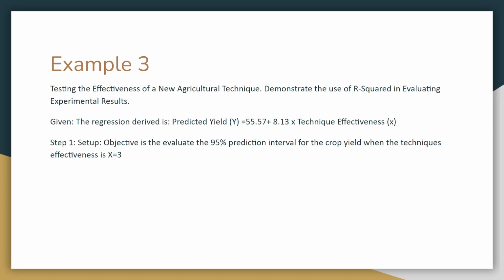Example 3, testing the effectiveness of a new agricultural technique. Demonstrate the use of R squared in evaluating experimental results. Given the regression derived, predicted yield equals 55.57 plus 8.3 times the technique effectiveness. This first step is the setup.